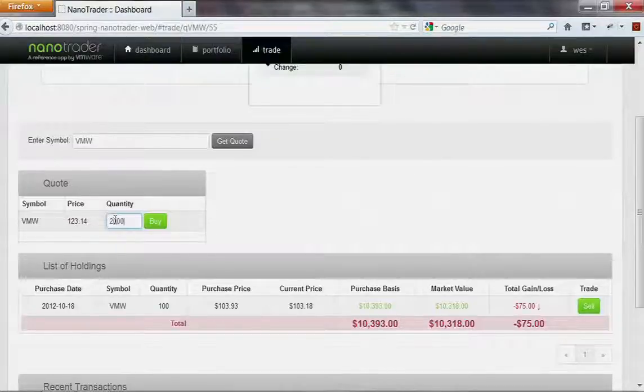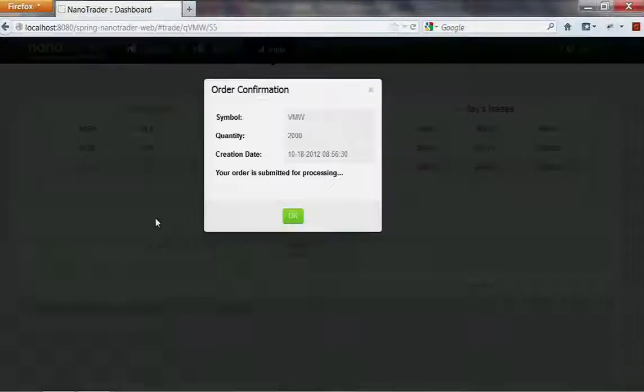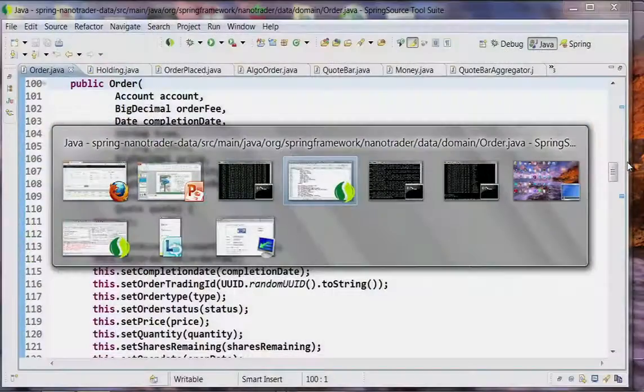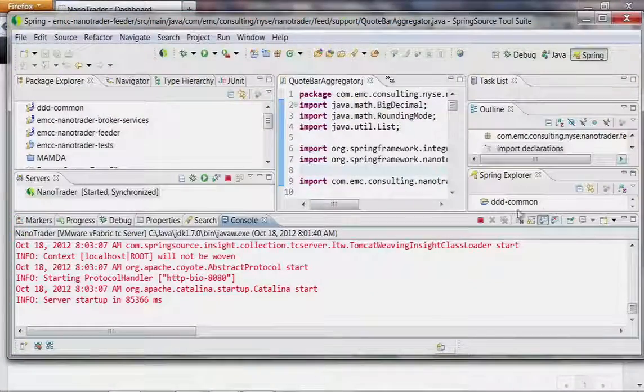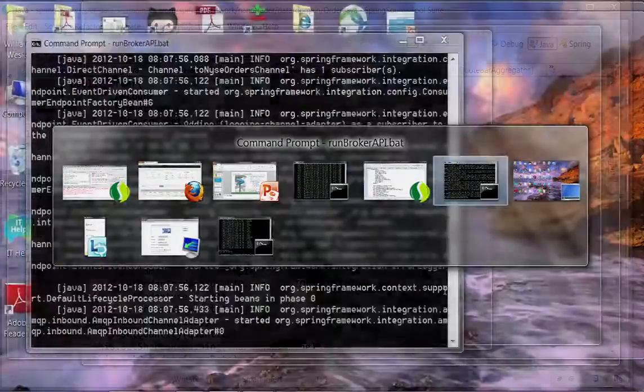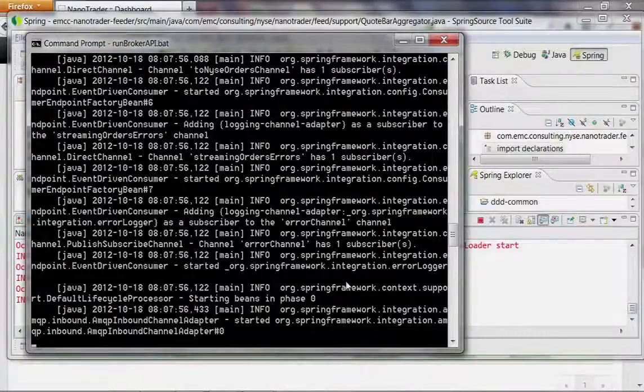So let's trade 2,000 shares. Now we don't have a holding here because it's being traded algorithmically. I'm going to go to the console here. And so what we're doing is we're waiting. Now this is what's called the broker API, the trading API. When the price gets low enough, we're going to start seeing this console spit out trades in financial exchange format as if it were going directly to the New York Stock Exchange.